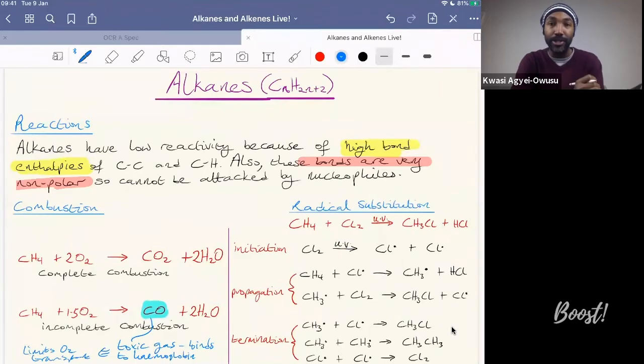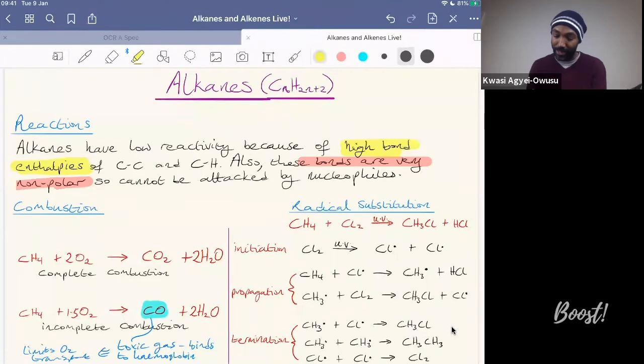And why do we need UV? Well, it turns out that UV light is the correct amount of energy, the correct wavelength or frequency to break your chlorine-chlorine bond homolytically. In other words, when the chlorine-chlorine bond breaks, each chlorine atom takes one of the electrons in the covalent bond to itself. Okay, so this first step where the chlorine-chlorine bond breaks is known as the initiation step.